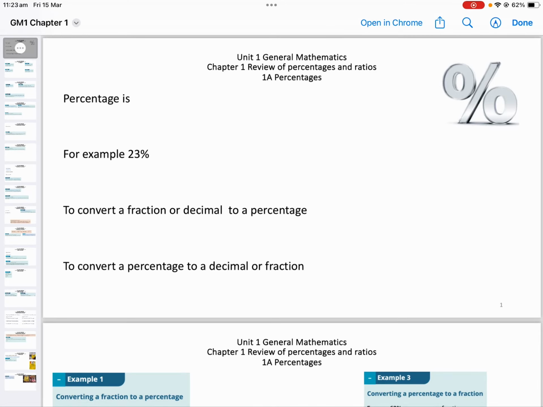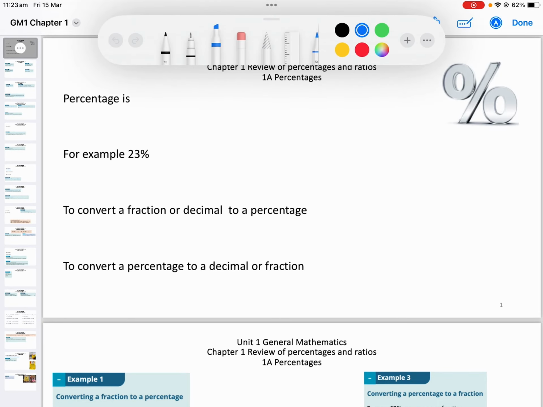Today we're going to start chapter 1. So we're looking at 1A percentages. A percentage is a rate or proportion expressed as part of 100.